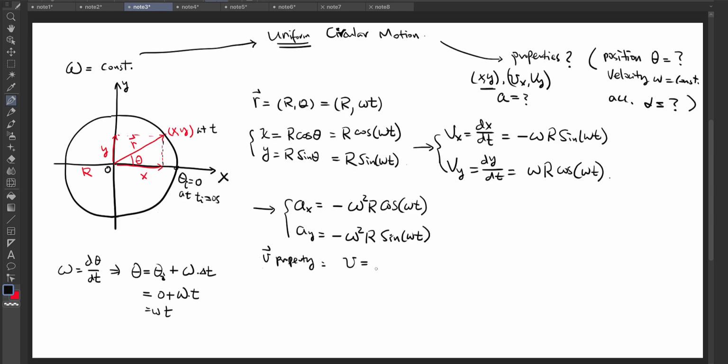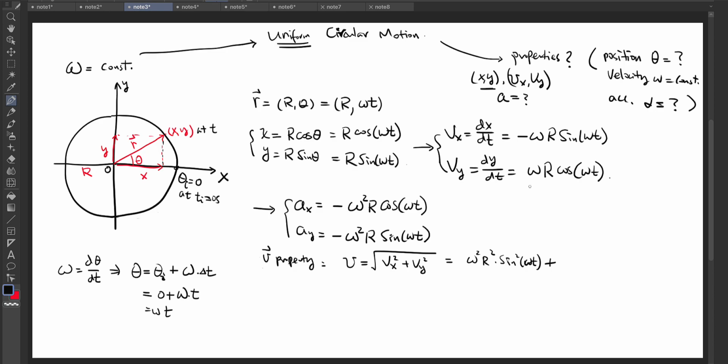V's magnitude is given by the square root of vx squared plus vy squared. If I do that, I will plug in this expression. So I get omega squared r squared here, okay? And then there's a sine omega t squared. Now I'm going to add it to the vy squared here, okay?